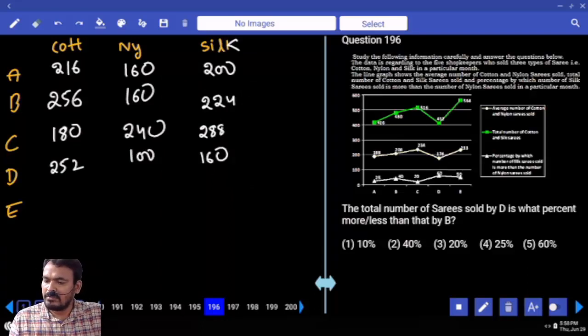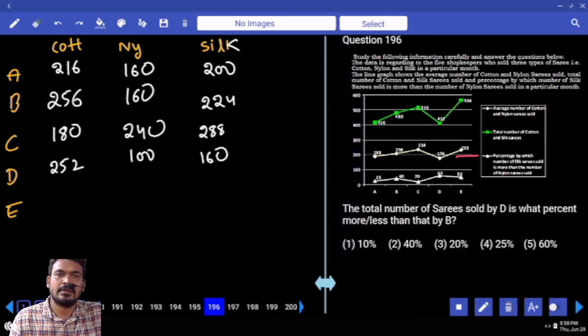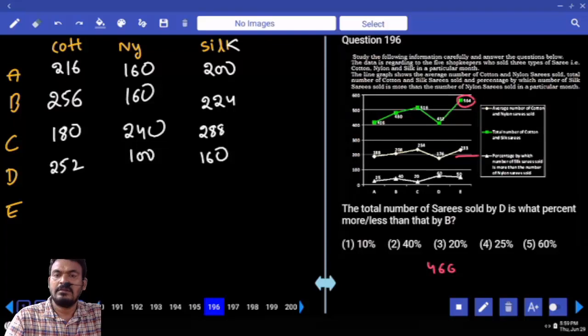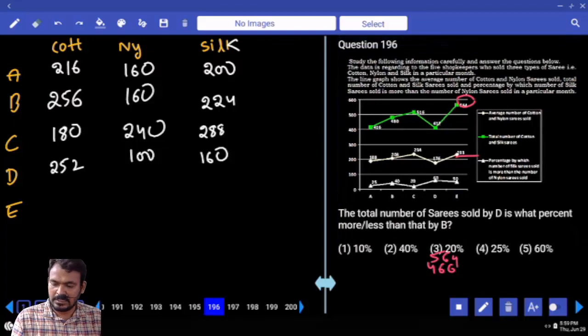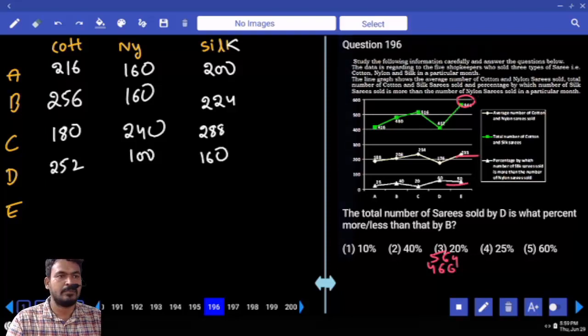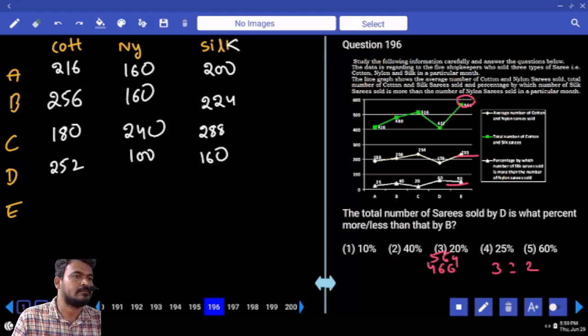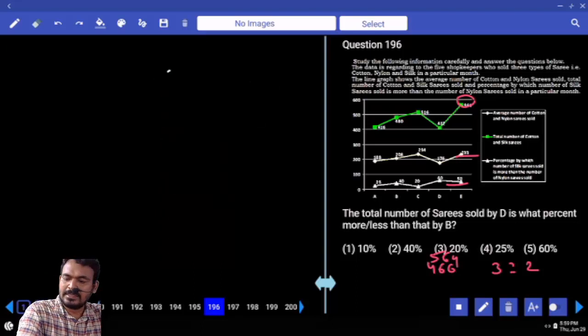Average value is how much? 233. Sum value 466. Already here 564. 564 and 466, difference is 98. That 98 is 50% more, which means what is the ratio? 3 is to 2. What is the sum value?